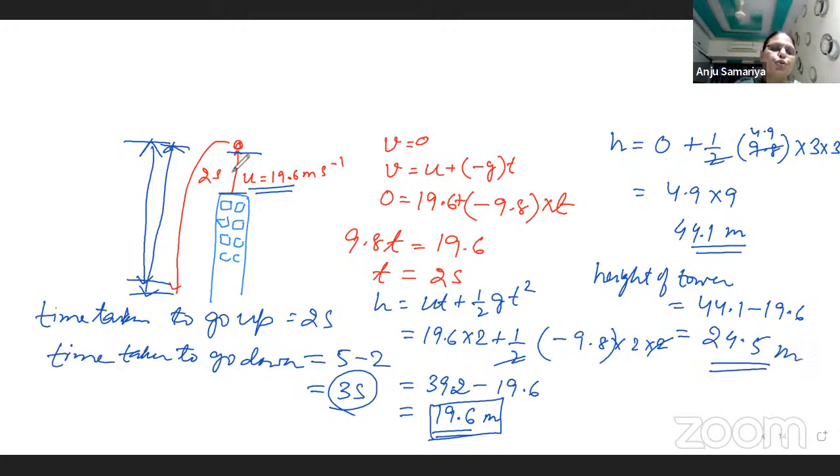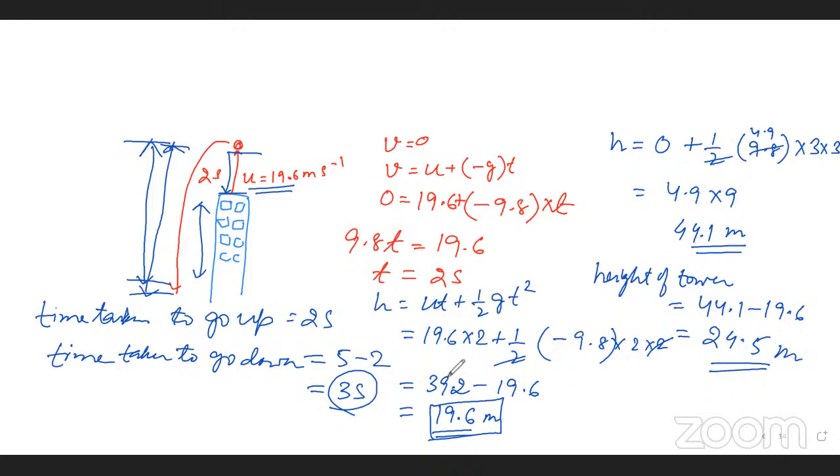There is another way also to do. It would be a very easy method. See, 2 seconds to go up, so 2 seconds to come down up to the same height. So only 1 second of distance you can find. But then you don't have the final velocity and initial velocity. So this is the only way to do.